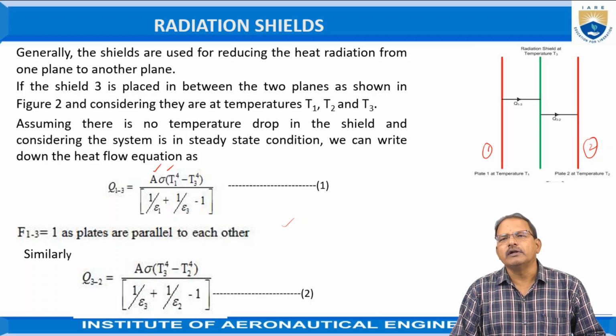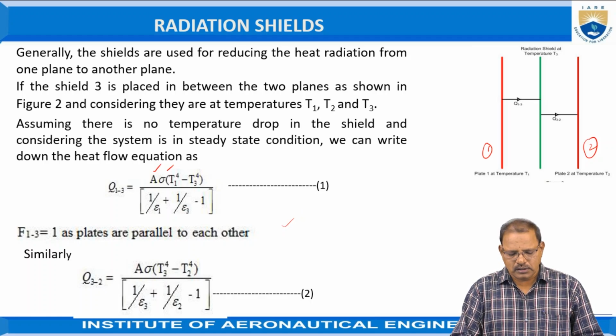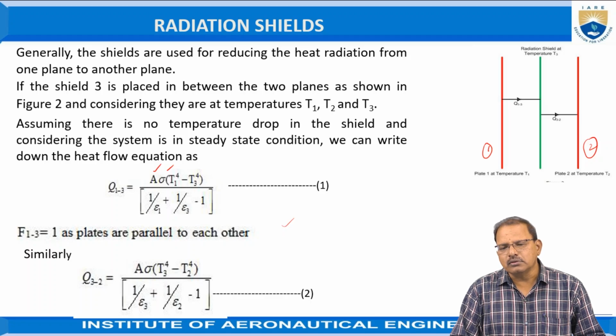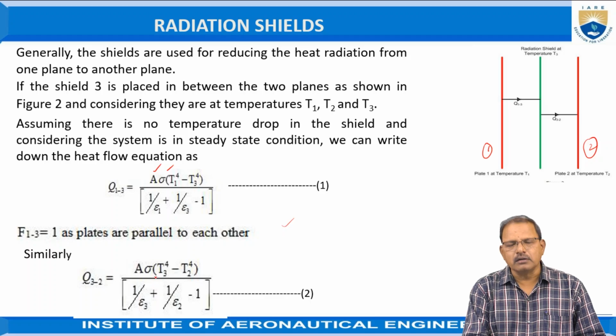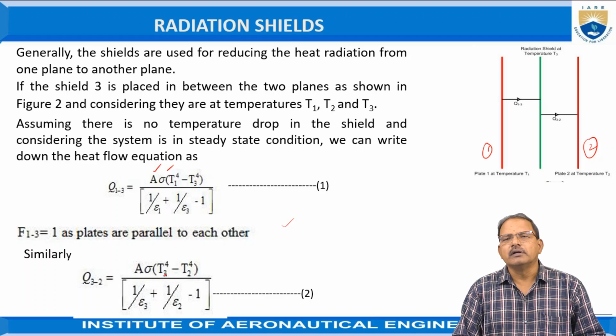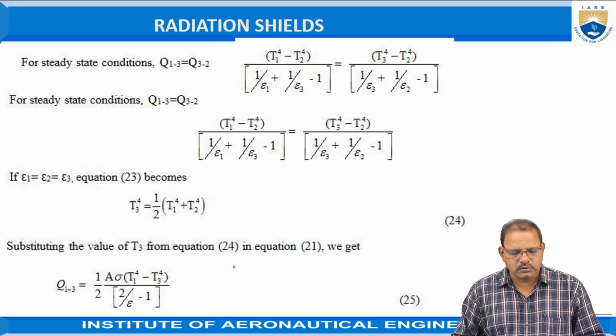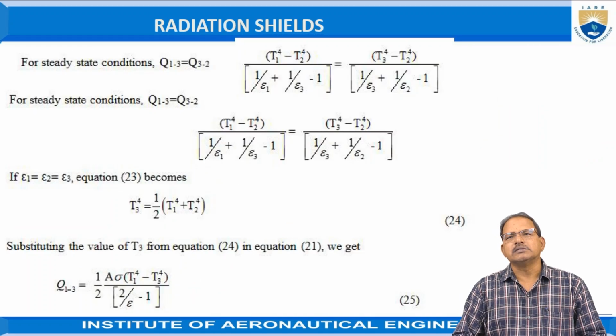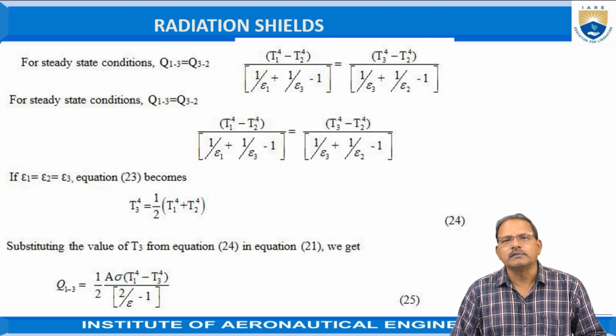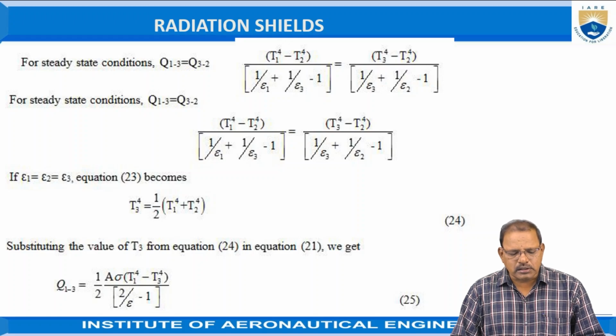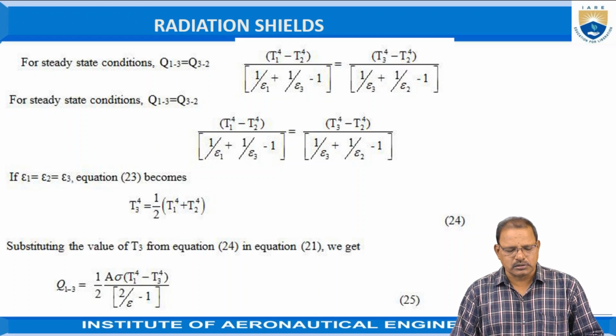Similarly, the amount of energy flowing from 3 to 2 is given by A into sigma into T3 to the power of 4 minus T2 to the power of 4 divided by 1 by epsilon 3 plus 1 by epsilon 2 minus 1. For steady state conditions, the amount of energy radiated from body 1 to 3 should be equal to the amount of energy radiated from 3 to 2.